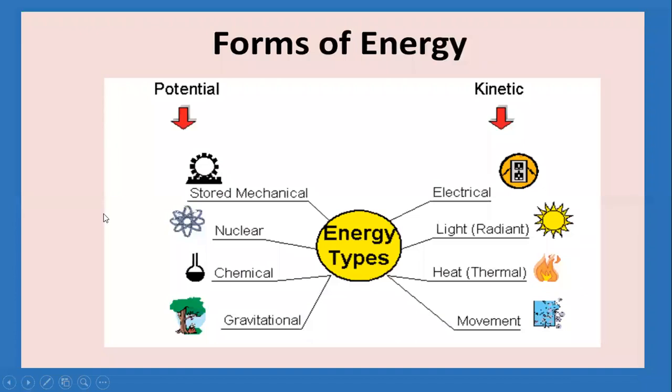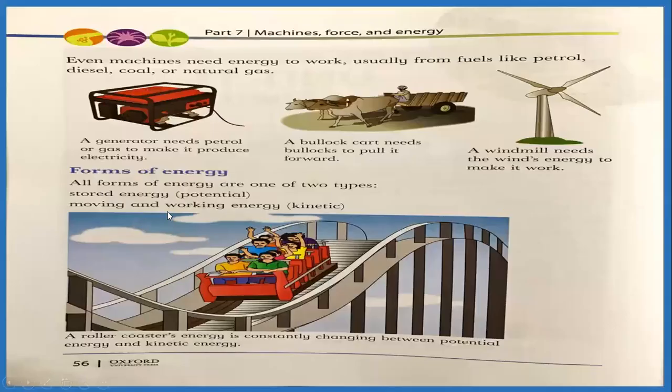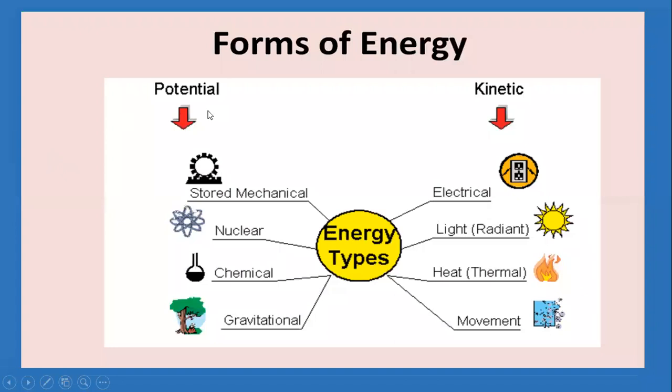Let's see. Potential and kinetic. What they are saying is that all forms of energy are one of two types. It means the names of the energies I'm taking: electrical, chemical, mechanical, magnetic, and many more. They are all forms of two types: stored energy and kinetic energy. These are potential, meaning stored, and moving energy, meaning kinetic.